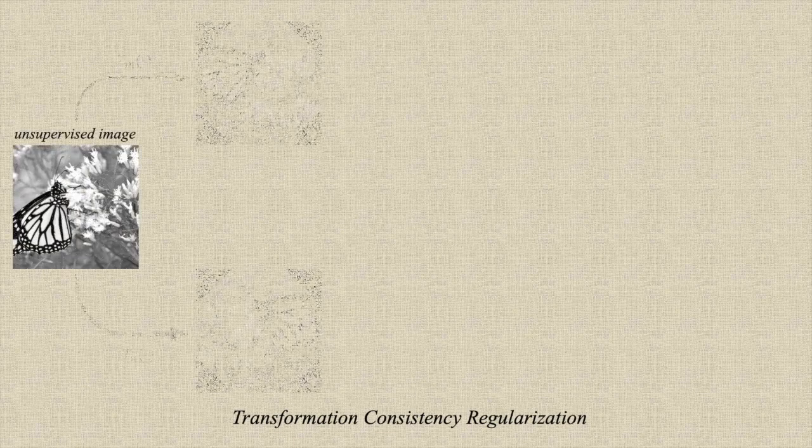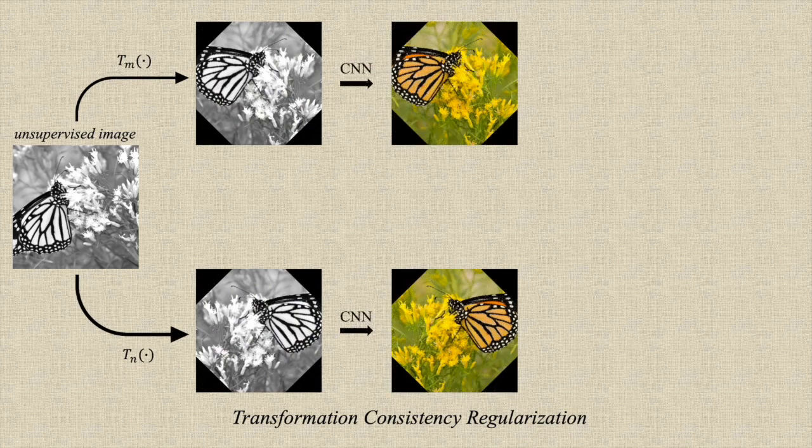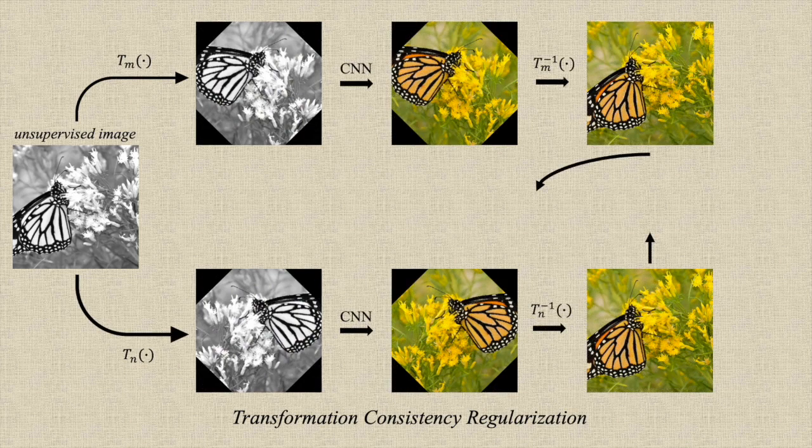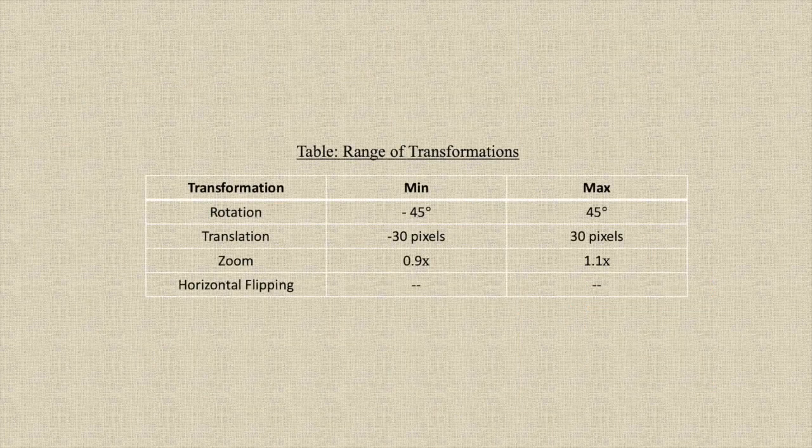Our method introduces a transformation consistency regularization term. The term ensures that when we transform an input image or a patch using a geometric transformation, the prediction is consistent with the transformed prediction of the input patch. We randomly sample from a set of geometric transformations which reflect expected changes in image patches due to changes in camera pose. These include rotation, translation, scaling, and horizontal flipping.